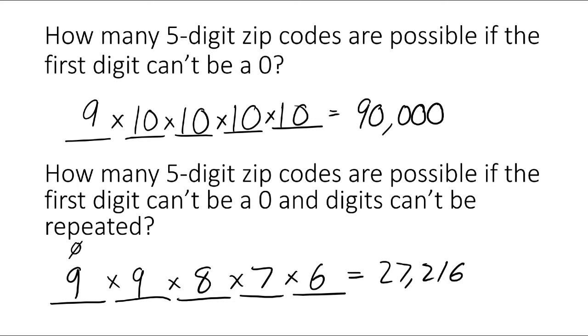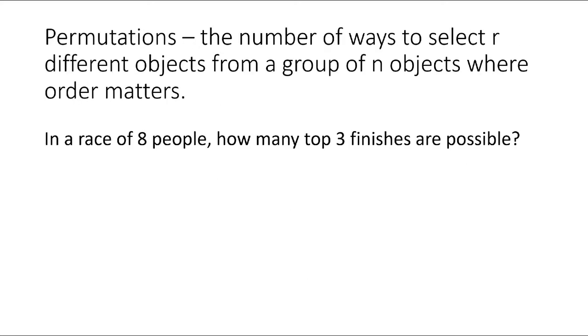All right, now let's look at our first kind of application formula for the multiplication principle. And that is permutations. So permutations, that is the number of ways to select r different objects from a group of n objects where order matters. So now we're talking about selecting a group of things. So in a previous video, we looked at counting with cards, for example. So the number of ways to get a heart, for example. That would be if you drew 1 card from the deck.